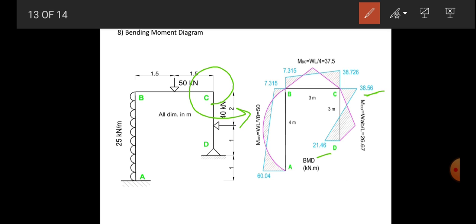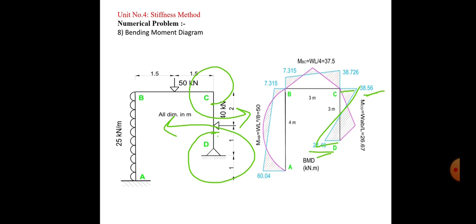And the next is 21.46, which is also a positive value. So it rotates about D in an anti-clockwise sense, the arrow coming toward the left-hand side, so show it toward the left. By joining you will get a triangular fashion. So this is about the bending moment, the superimposed bending moment diagram. Okay, thank you.